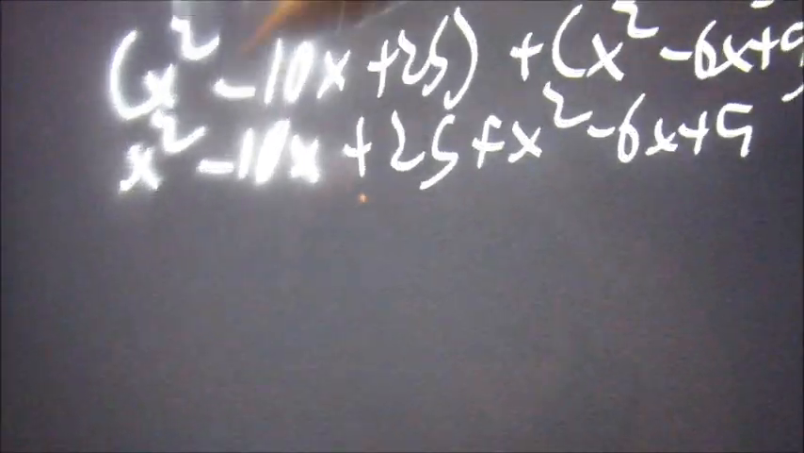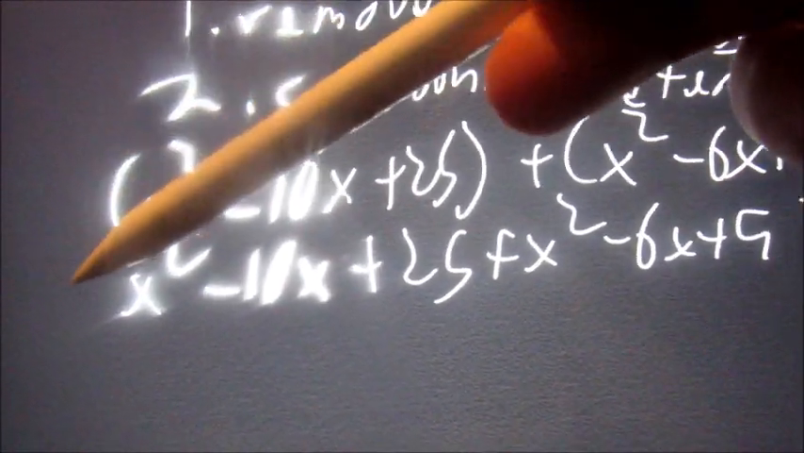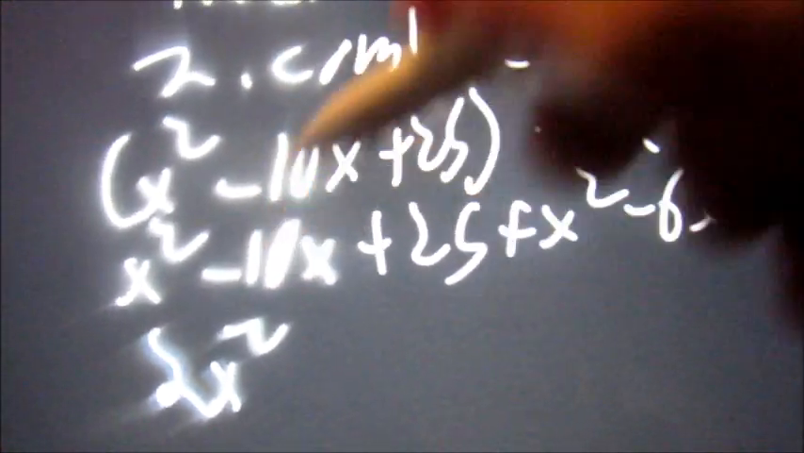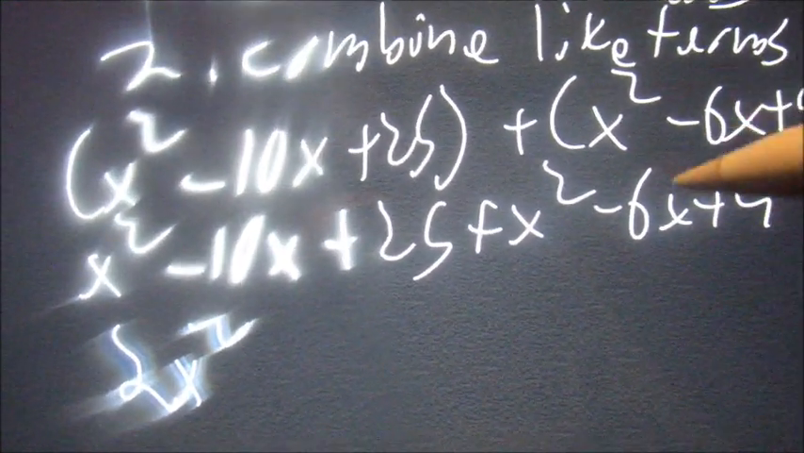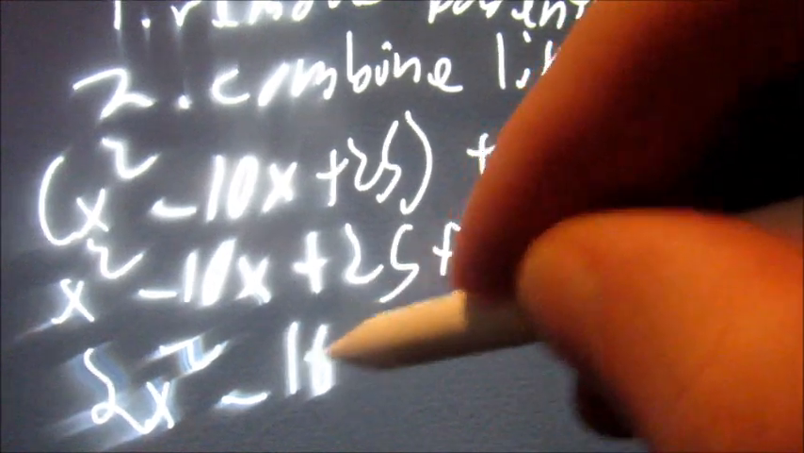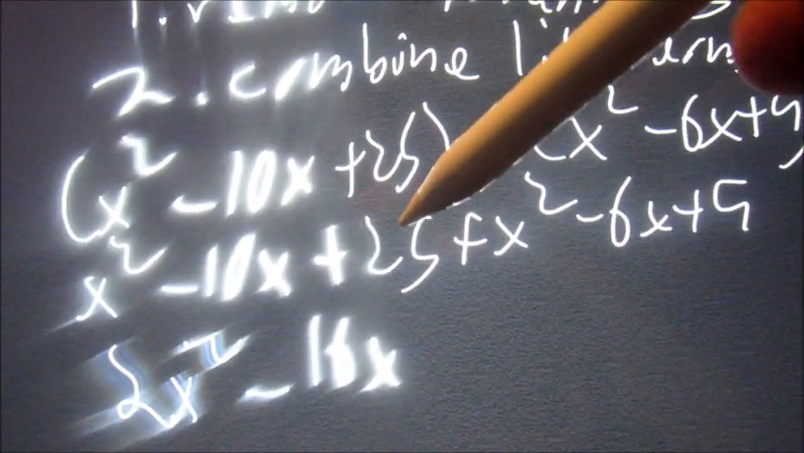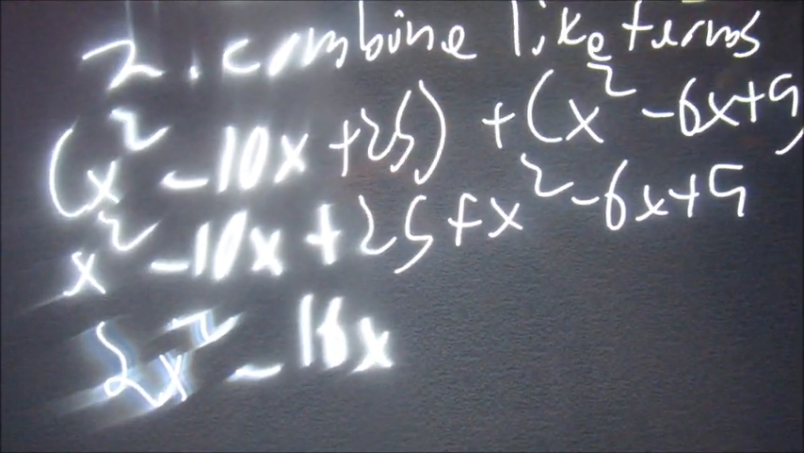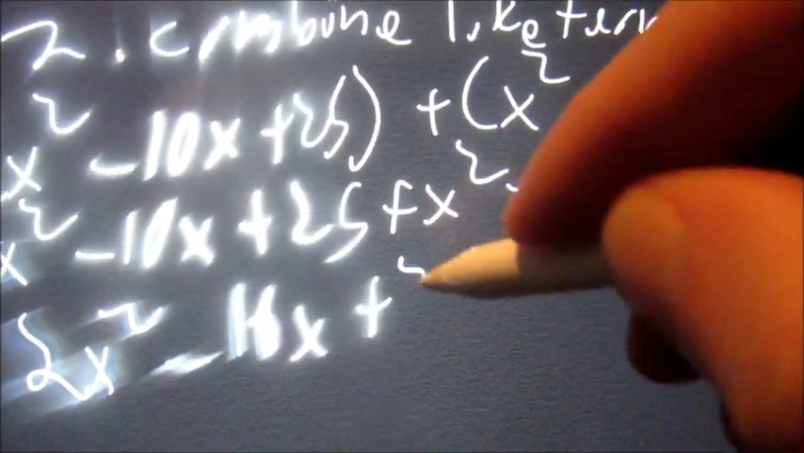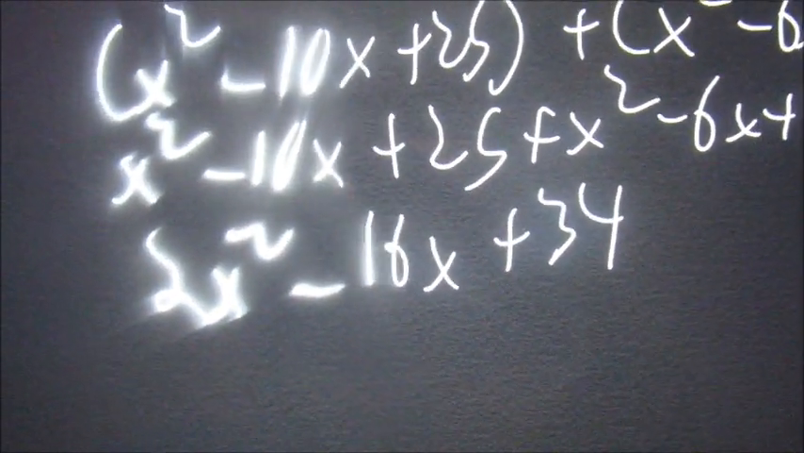So now I'm going to combine like terms. So we have an x squared plus x squared, so 2x squared, minus 10x minus 6x is minus 16x, plus 25 plus 9 is plus 34.